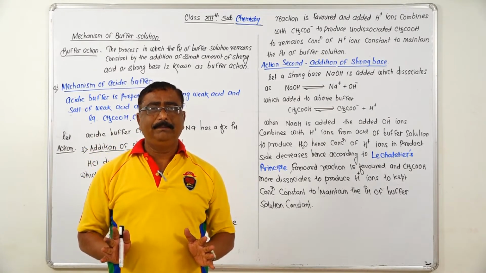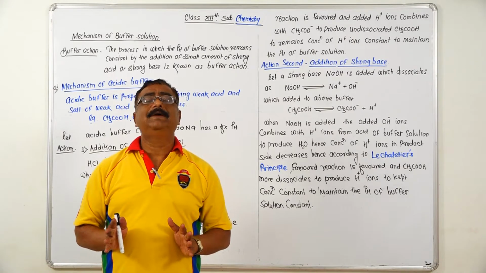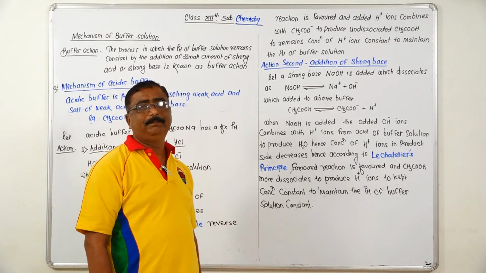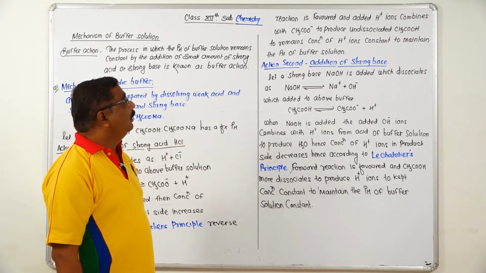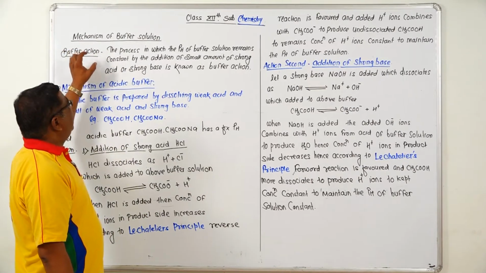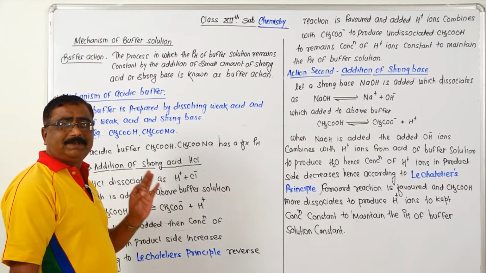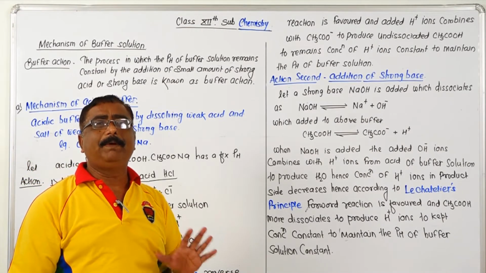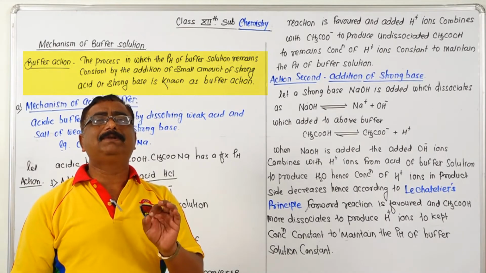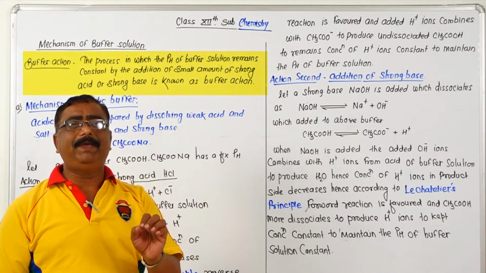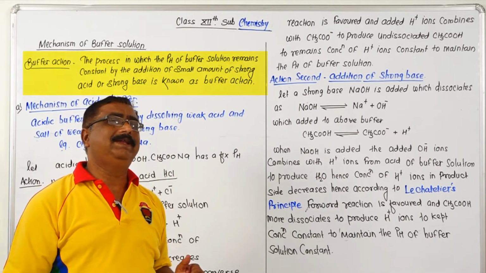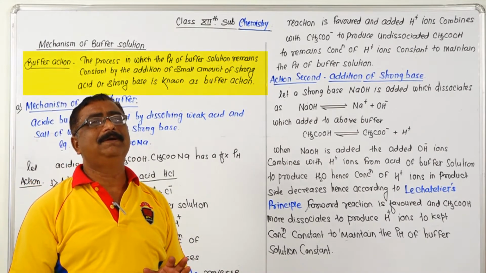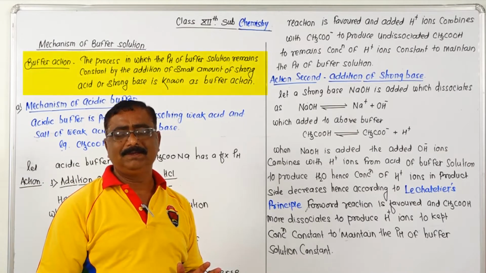How does buffer solution maintain its pH? That is known as the mechanism of buffer solution. Now see, what is meant by buffer action? The property of buffer solution to maintain the pH constant by the addition of a small amount of strong acid or strong base is known as buffer action.